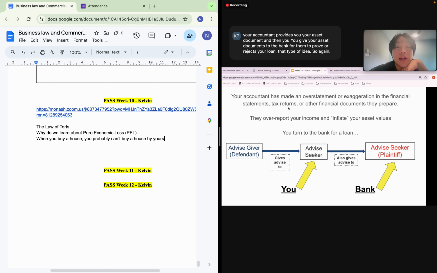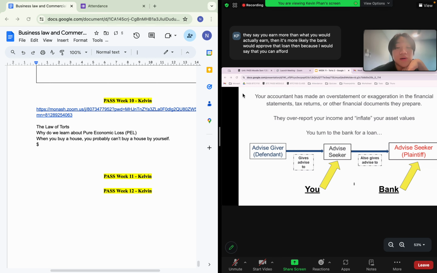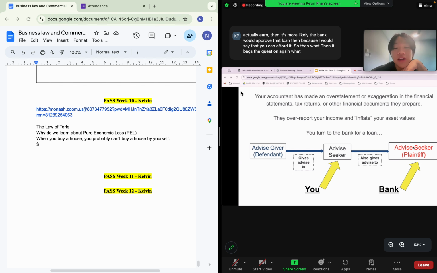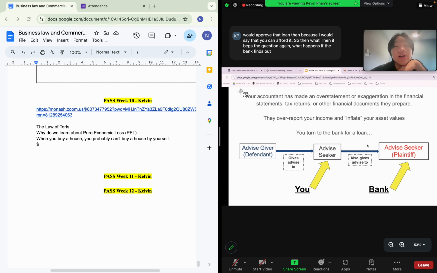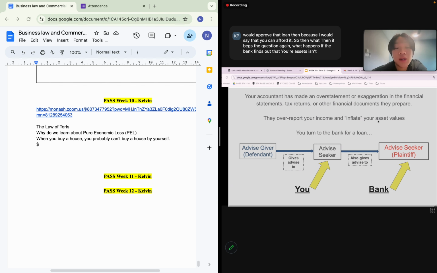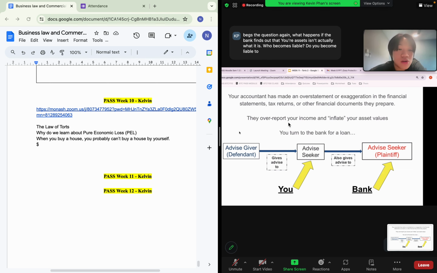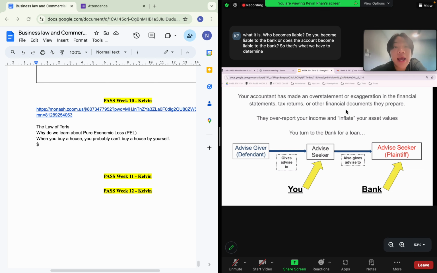So again, think about what would happen in this case. If they say you earn more than what you would actually earn, then it's more likely the bank would approve that loan, because they would say that you can afford it. So then it begs the question again, what happens if the bank finds out that your assets aren't actually what they are? Who becomes liable? Do you become liable to the bank, or does the accountant become liable to the bank? So that's what we have to determine in this scenario here.